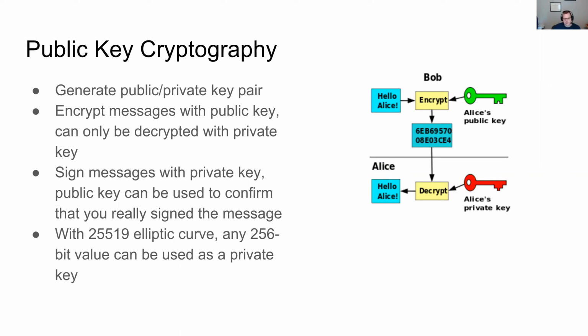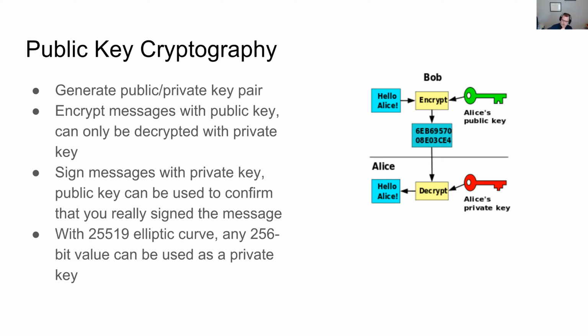The public key crypto that's used in SQRL is the 25519 elliptic curve, which is a newer type of crypto. This prominent security researcher, Dan Bernstein, has done a lot of research on that curve, and it is believed to be pretty secure. The really interesting thing and the essential property of that curve for SQRL is that you can use any 256-bit value as a private key.